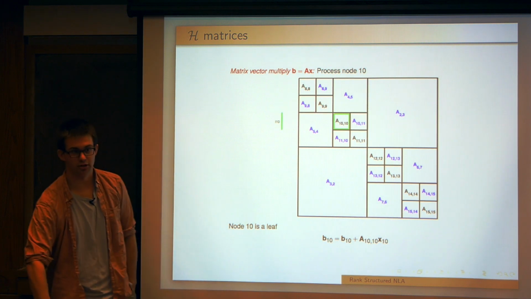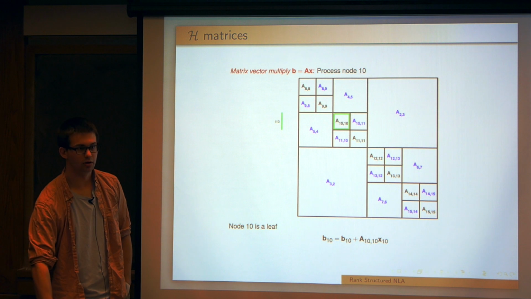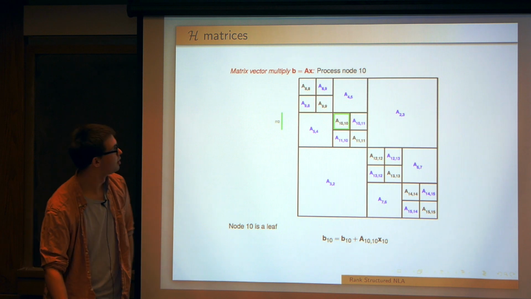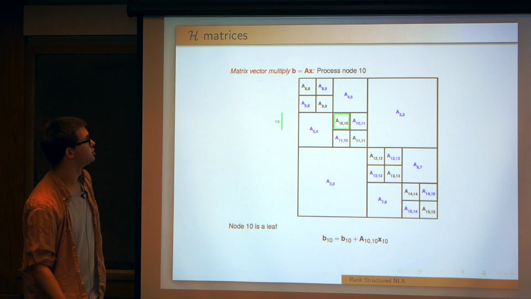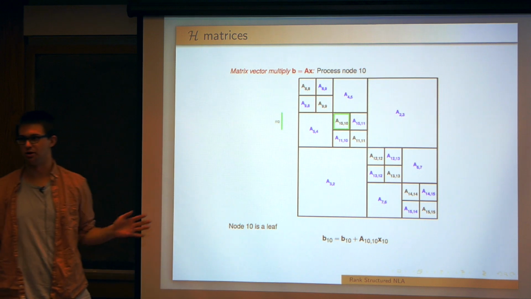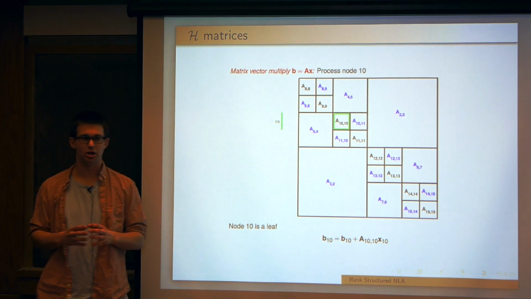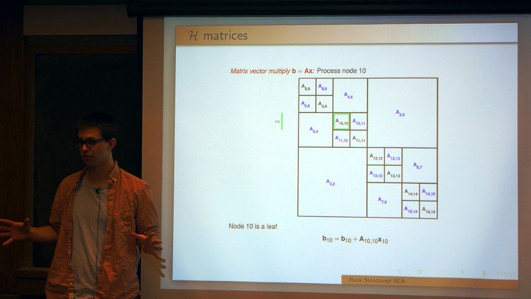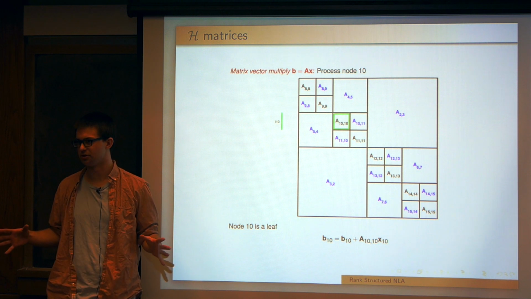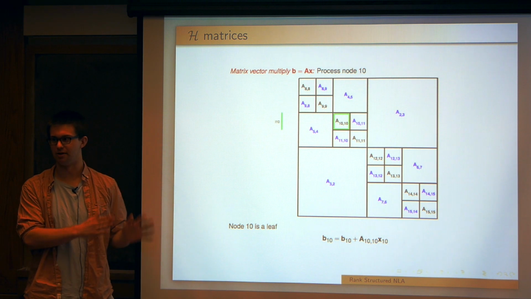Is this clear so far? Okay, good. So this is an H matrix. It's a very broad class of matrices. You can't do super fast algorithms with it, but you can do pretty fast algorithms with it. So it was an extremely crucial step in the development.